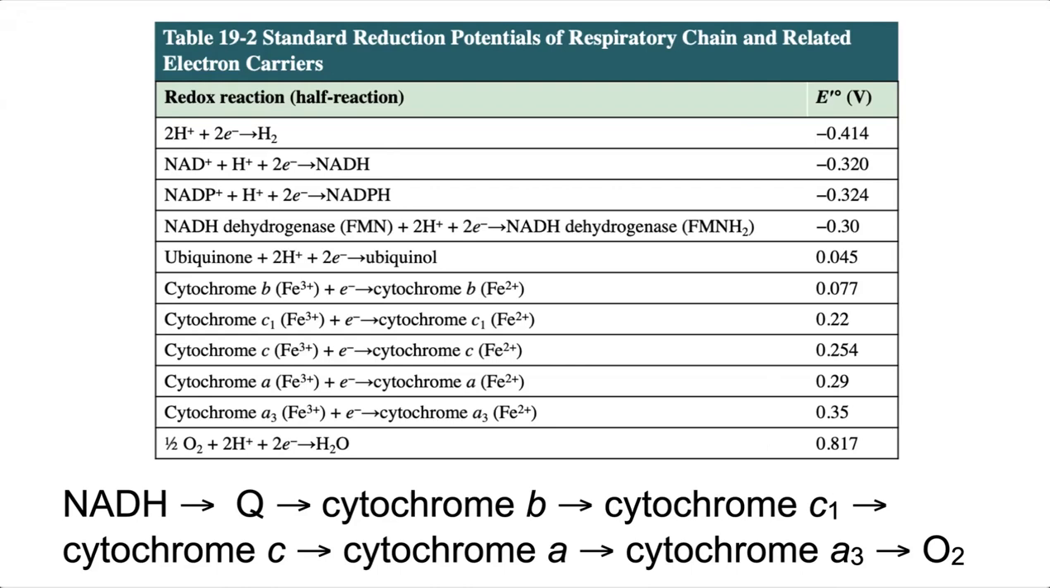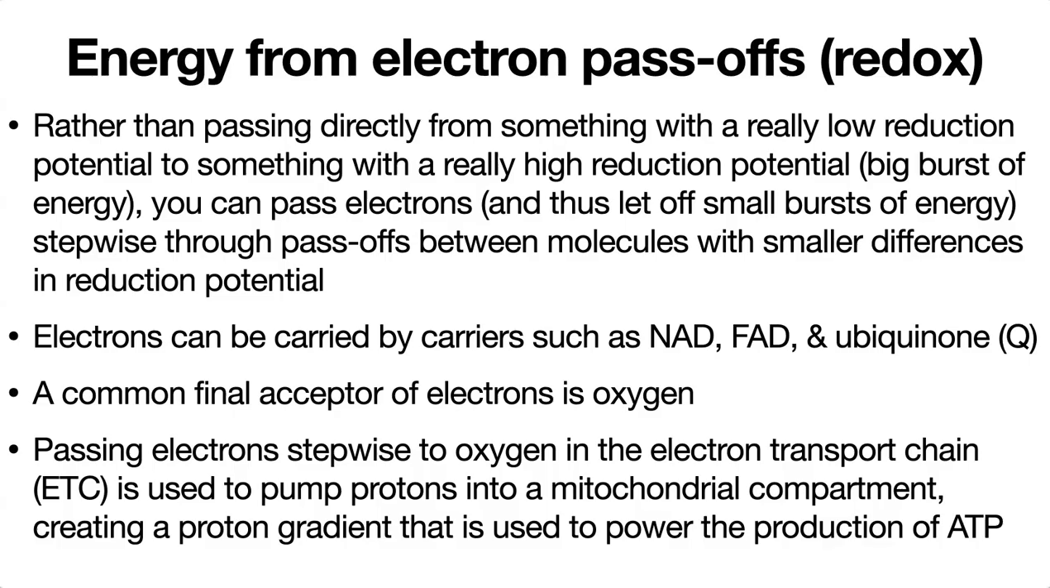You often don't want to just have a big boom of energy. Often what you want is more piecewise pass-offs. And so we have electron carriers along the way, things like our NAD, our FAD, and our cytochromes, that can carry the electrons from one place to another, releasing the energy in little spurts.